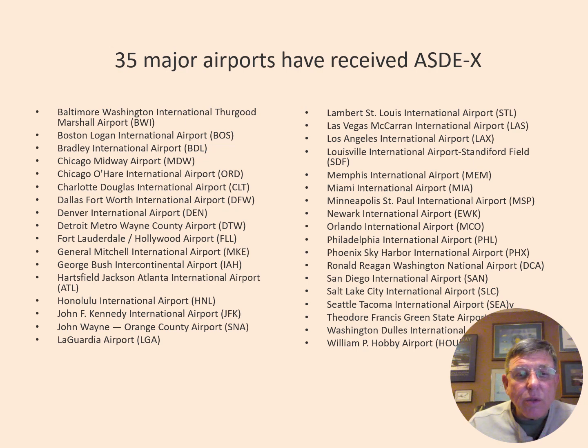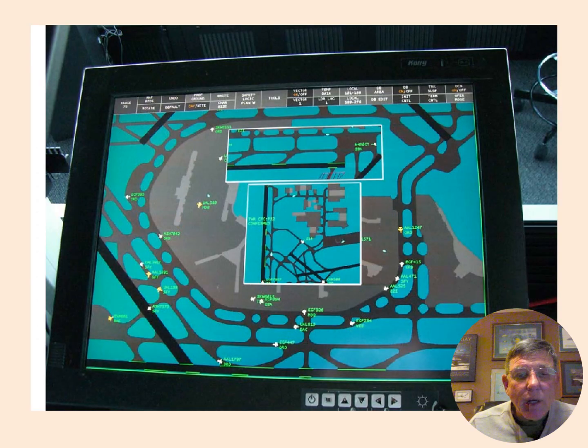And here's the 35 airports that we've got. Phoenix Sky Harbor is one of them. Essentially all the big hubs around the country. And you'd think John F. Kennedy, where we just had Delta and American crossing, they've got this equipment. So just because they've got the equipment doesn't mean it's foolproof.